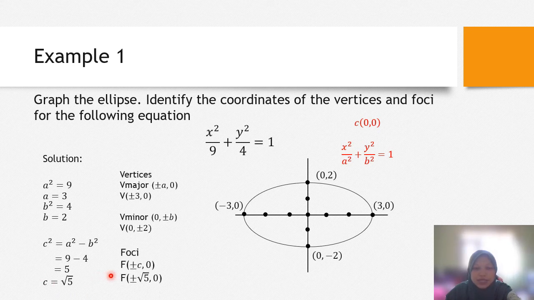Now you can put it inside the coordinates of the foci, plus minus C, comma 0. So the value will be plus minus square root of 5, comma 0. You can sketch it on the graph like this. The value of the square root of 5 is around 2.24. So now you have finished answering the question.